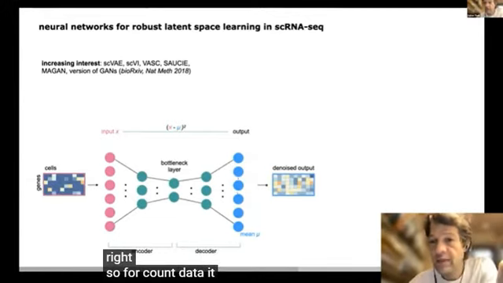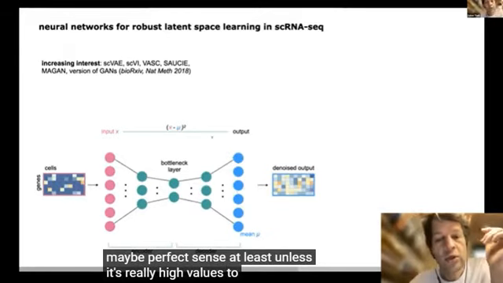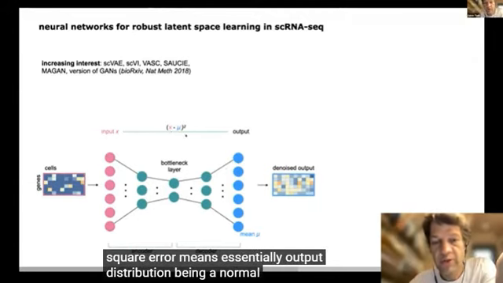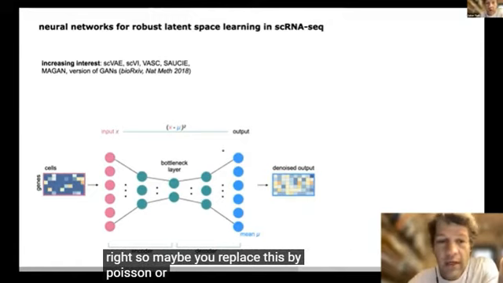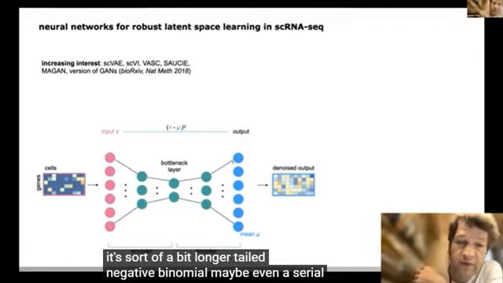For count data, it doesn't make sense, at least unless it's really high values, to look at mean squared error, which essentially means the output distribution is a normal distribution, right? So maybe you replace this by Poisson, or in this case, because we know it's a bit longer tailed, negative binomial, or maybe even a zero-inflated one.